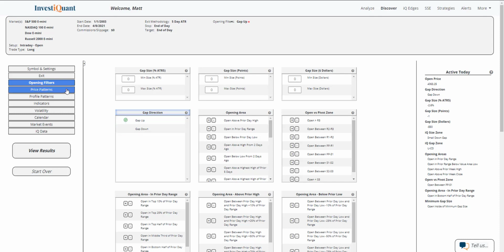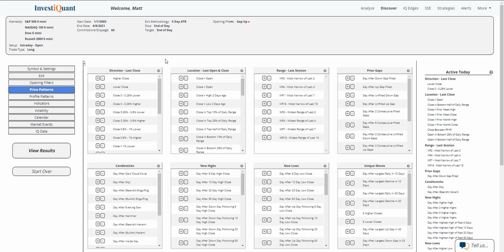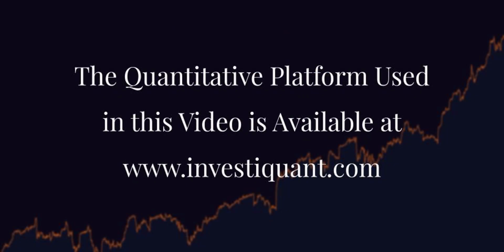Next, I'm going to go into the price patterns library. I'm going to grab two different patterns that took place yesterday. One of them was a 52-week high close. The other one was a narrow range pattern. So first, I'm going to grab this narrow range pattern that is in the range of the last session category. I'm going to hit equals next to NR7. That means that yesterday's range was the most narrow range of the past 7 sessions.